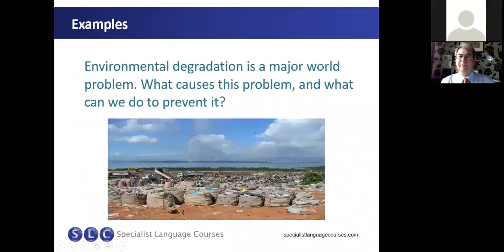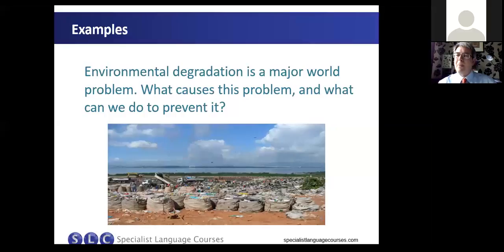Well, let's have a look at an example of a question. So, environmental degradation is a major world problem. What causes this problem and what can we do to prevent it? So what type of question is this? I'd like you to use the chat box now. Could you type into the chat box what sort of format this is?